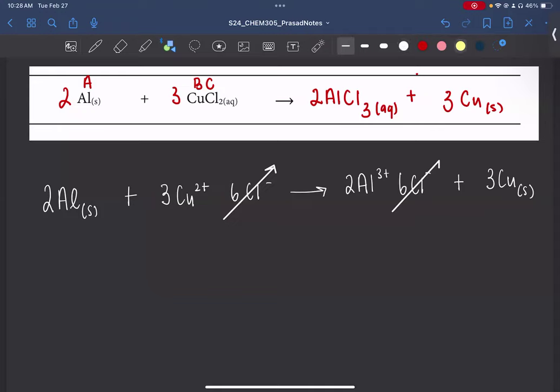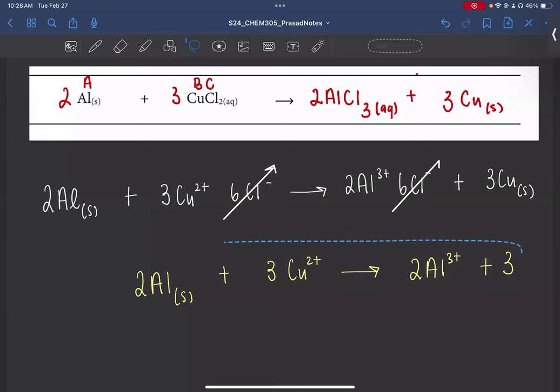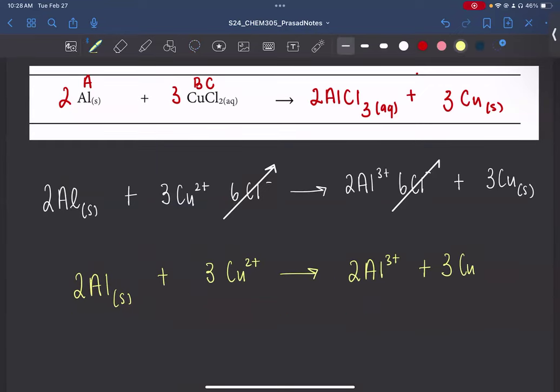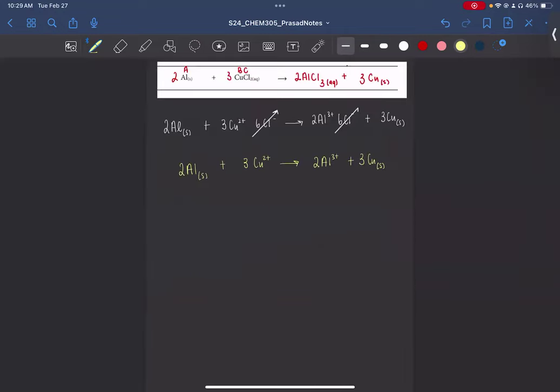Therefore, in total, the net ionic equation is 2Al solid plus 3Cu2+ gives you 2Al3+ plus 3Cu solid. Okay. Do we have any questions on this? All right. Let's move on to our next topic.